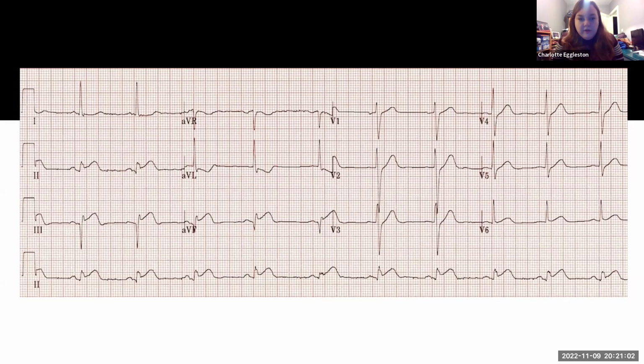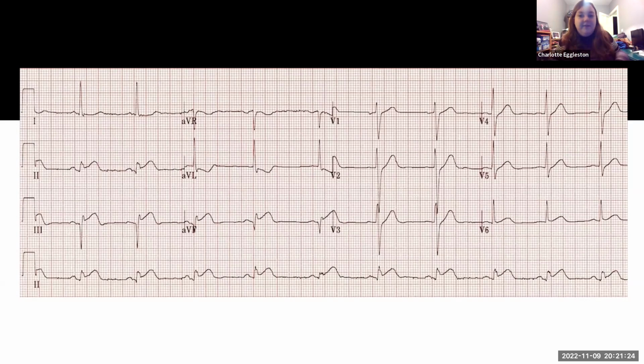ST elevation in II, III and AVF, and if you've got ST elevation in one, you tend to get it in all of those because they all point in the same direction. It's hard to tell on this, and again, I would be getting my bit of paper out. So I don't think we have any in I, V2, V3. I agree with you that we have depression in AVL, and again, that sits opposite to where the other leads are at the bottom.